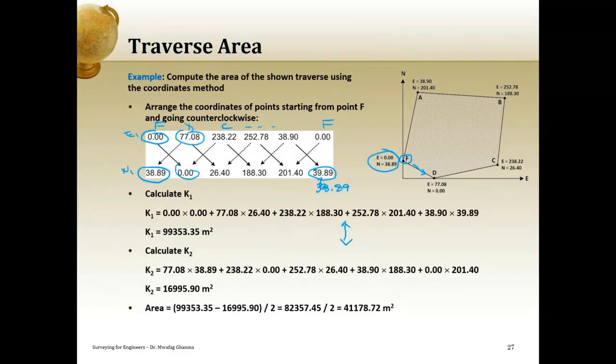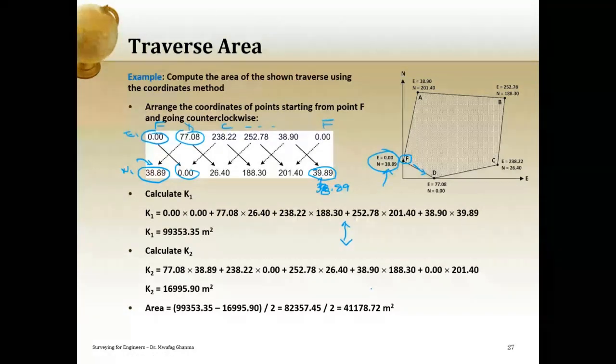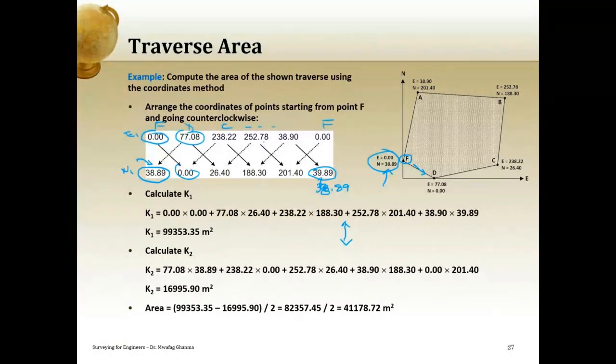So this should be 38.89, or this one should be 39.89. No, it should be 38.89. Yeah, this is what is given here, 38.89. All right, so this is the point F.